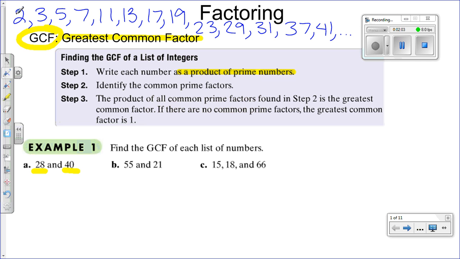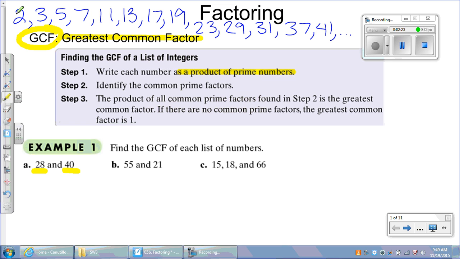How many prime numbers are there? A lot. An infinite amount. Yes, infinitely many. But I don't think when we're dividing we're going to require numbers bigger than that. So when we say list a number as a product of prime numbers, we can only use those prime numbers, okay? Identify the common prime factors.